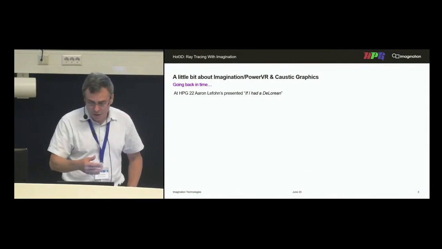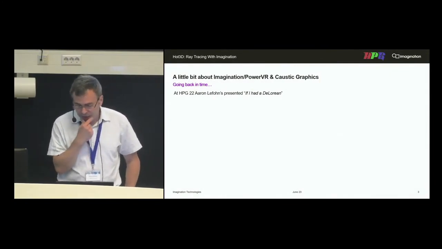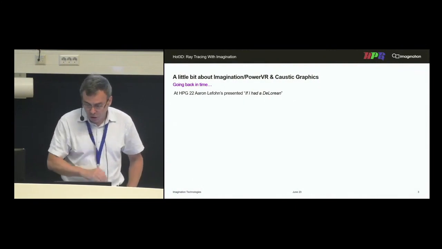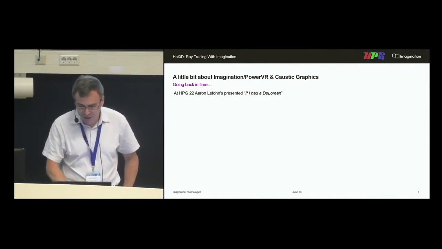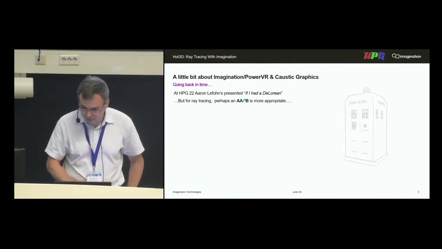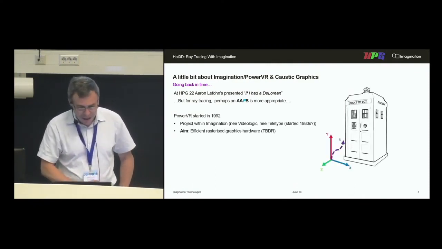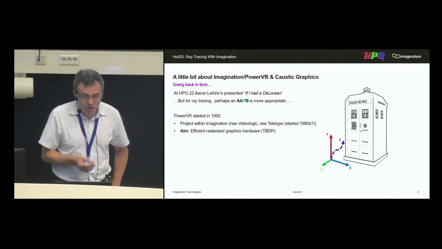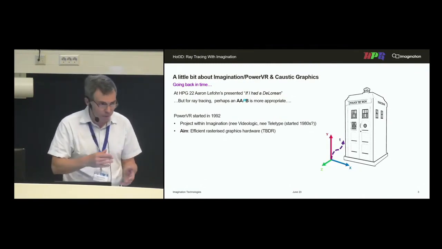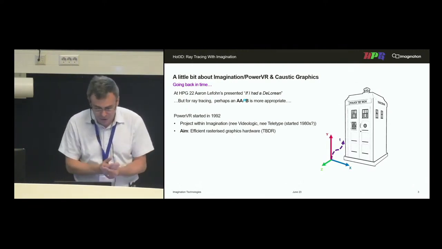Now, as part of this talk is retrospective, well, at HPG 22, Aaron LaFond suggested using the DeLorean to go back in time, but as this is for ray tracing, I figure an axis-aligned police box seems more appropriate. So Power VR began in 1992 as a project within Imagination, previously called VideoLogic, previously called Teletype. It's been going for ages, really.